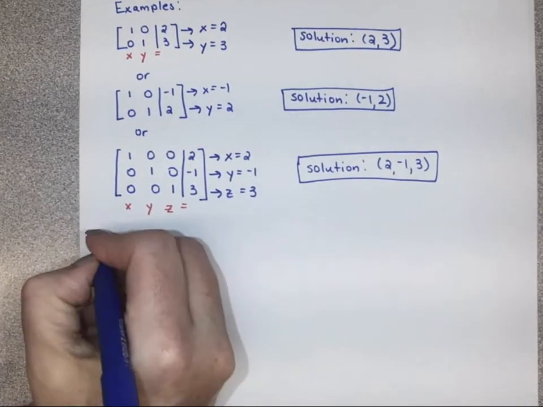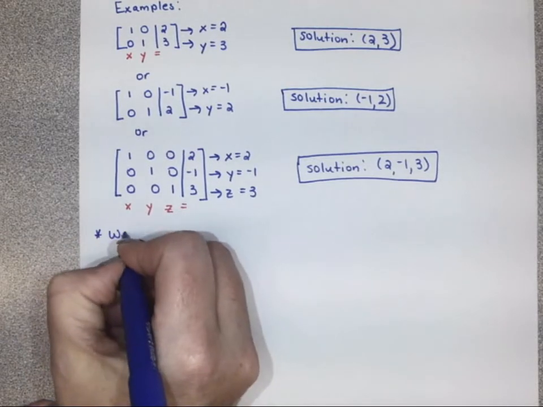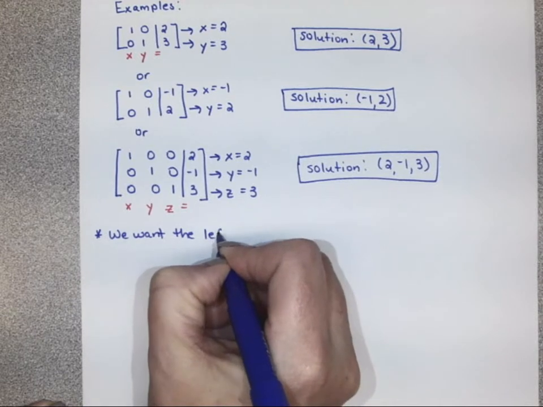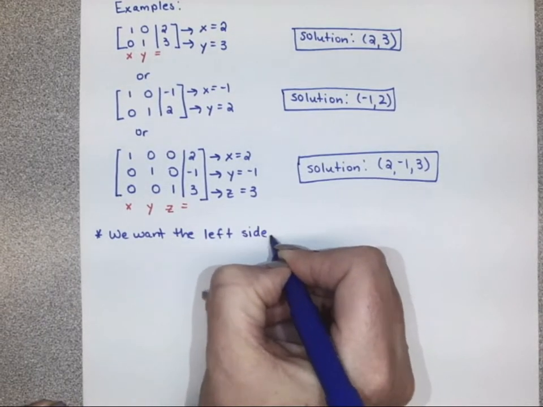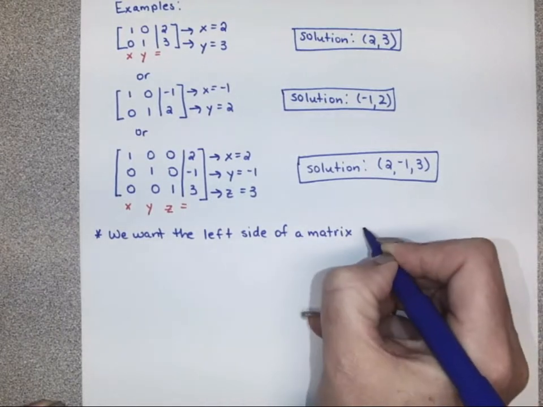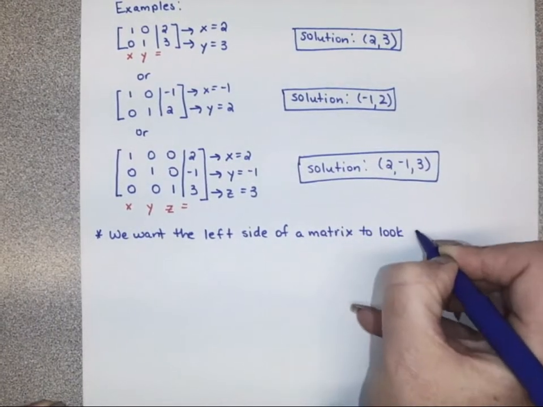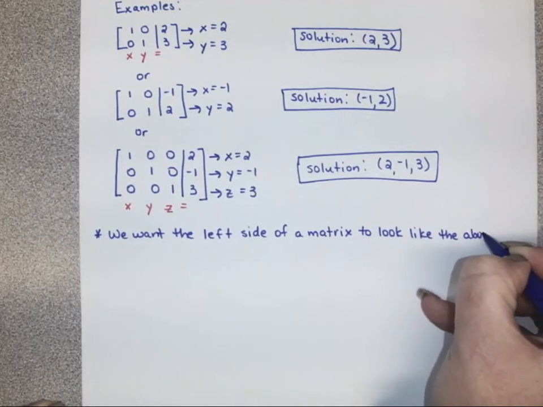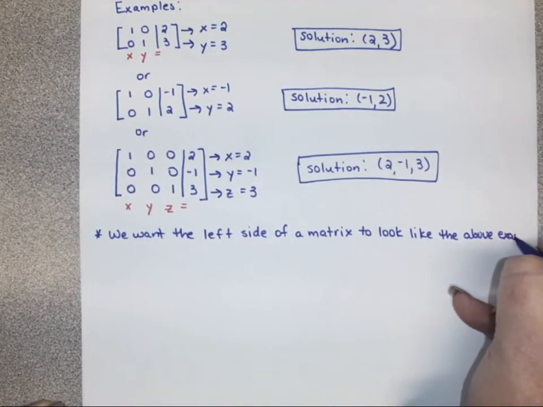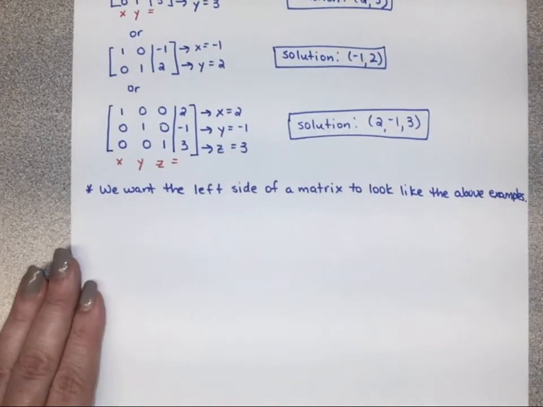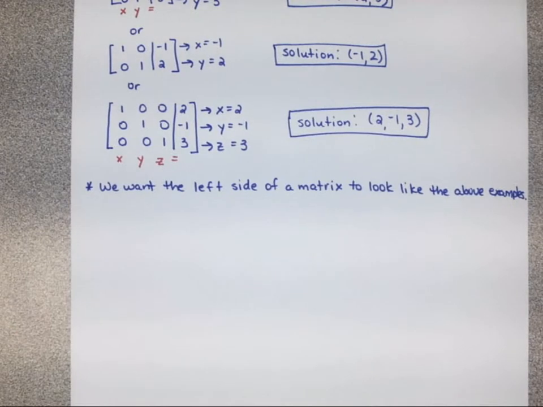Okay, so in other words, this is what we're trying to get to. We want the left sides of any matrix we're trying to solve to look like the above examples. Because if it looks like them, then we should be able to determine what the solution is. But I don't think I probably have to tell you that all matrices aren't going to start off looking like this. If that's all it was, then you'd just be reading your answer and you'd be good to go.